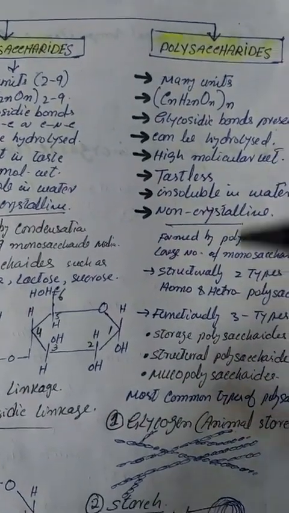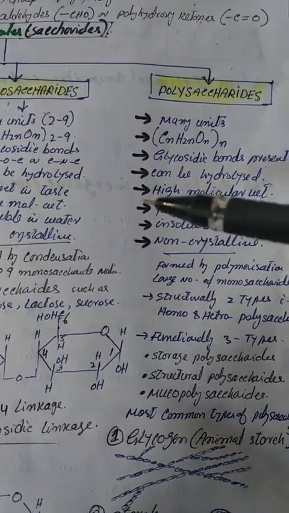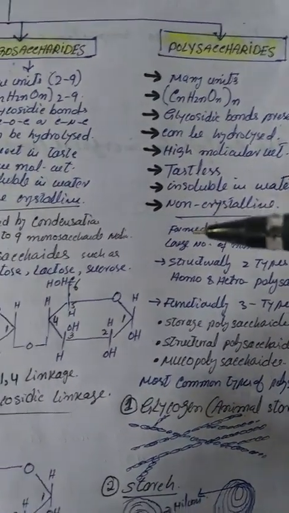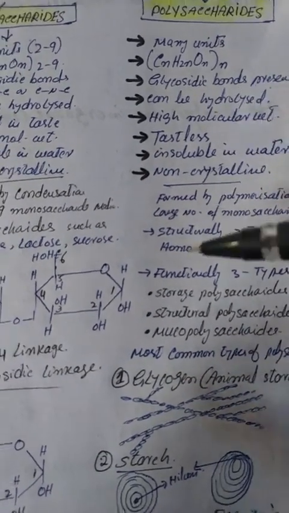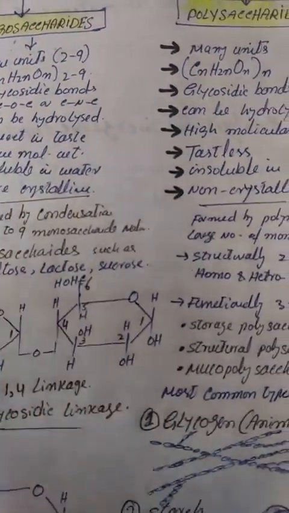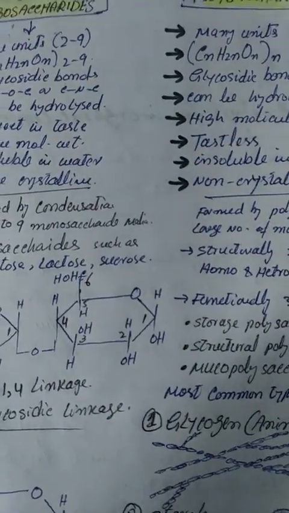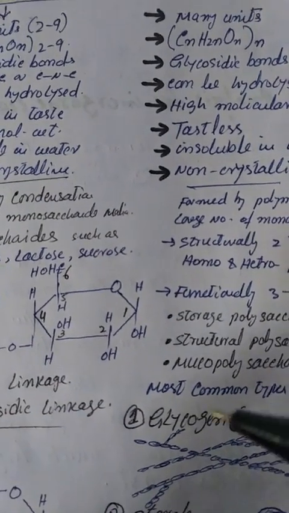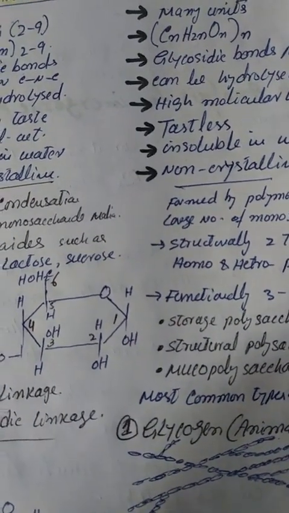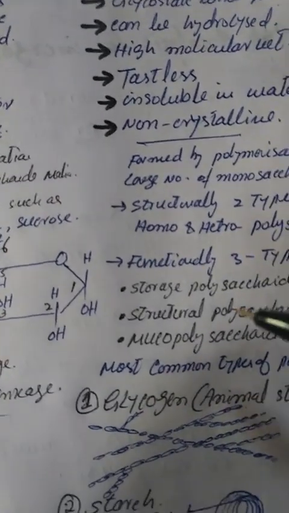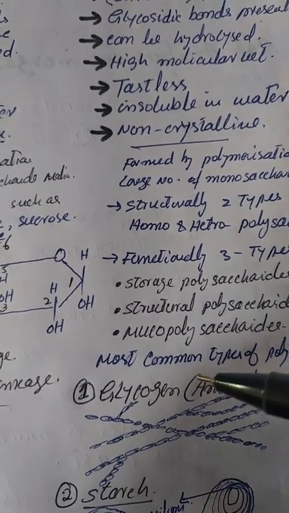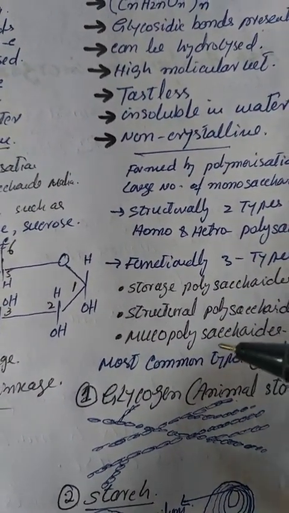These polysaccharides are formed by the polymerization of a large number of monosaccharides, and structurally two types, homopolysaccharides and heteropolysaccharides, are present. Functionally, there are three types of polysaccharides. Number one is the storage polysaccharide, which stores food and can be hydrolyzed to produce monosaccharides. The second type is the structural polysaccharide. These are fibrous polysaccharides which form the exoskeleton in arthropods and the cell wall of fungi and plants. The third type is the mucopolysaccharide, a slimy mucilage-producing polysaccharide.